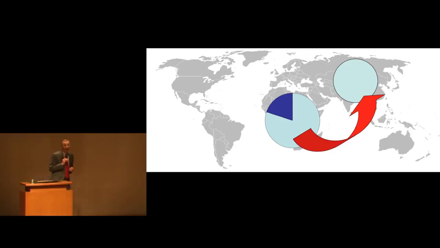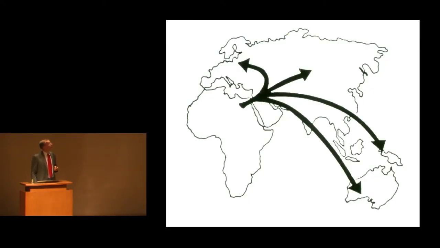And with some genetic tricks that I will not explain, you can also estimate approximately when this exodus out of Africa happened, and it's in the order of 100,000 years ago or even less. So this is the genetic evidence for this recent African origin model for modern humans.